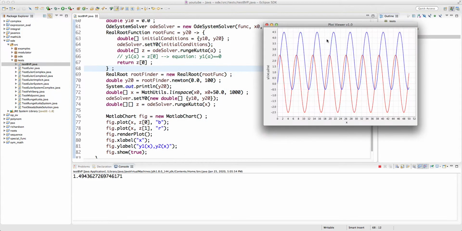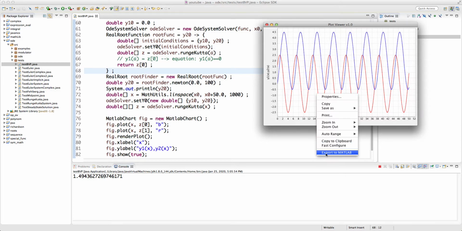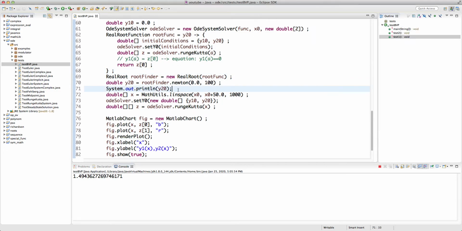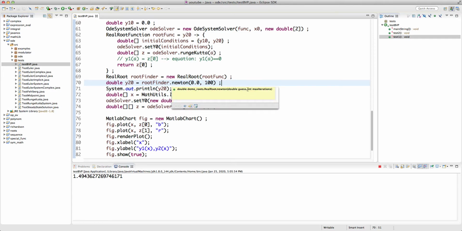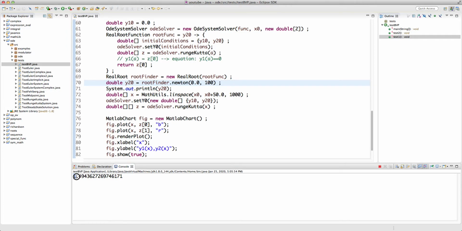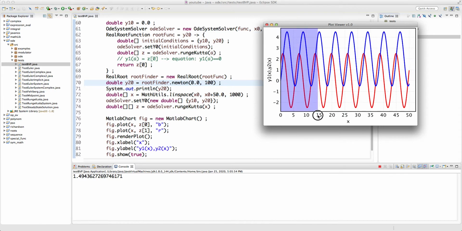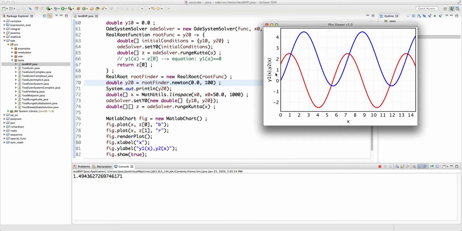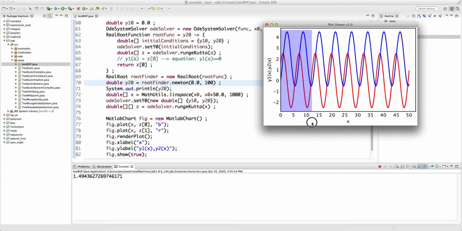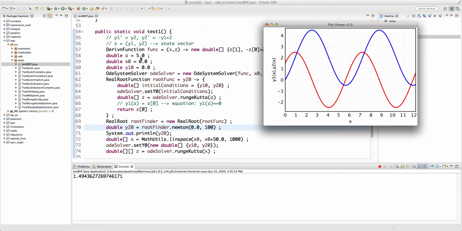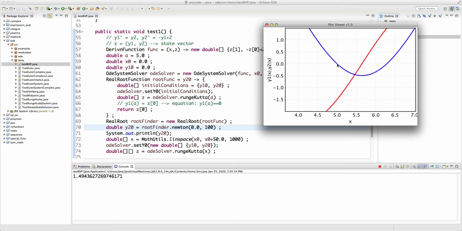As you can see, it solves using the Newton method, with the initial guess of 0 and the maximum iterations of 100, and it's able to find y2 at 0 is equal to 1.4943627. All right, and if we look here, the blue one is y0, and as you can see, it starts from 0, and at x equals 5 it must cross 0 again, and as you can see, at 5 it definitely crosses 0 again.